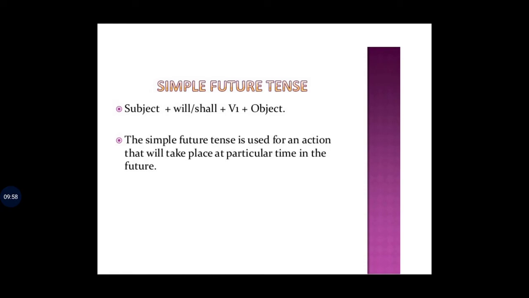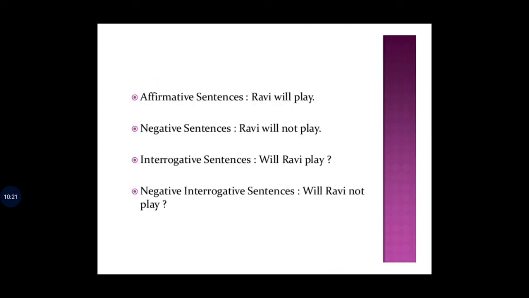Next, let's see simple future tense. Subject plus will or shall, V1 plus object. Long back we used to apply shall for I and we, but nowadays everyone applies only will. So let it be. Simple future tense is used for an action that will take place at a particular time in the future. Let's see the 4 types of sentences in simple future.